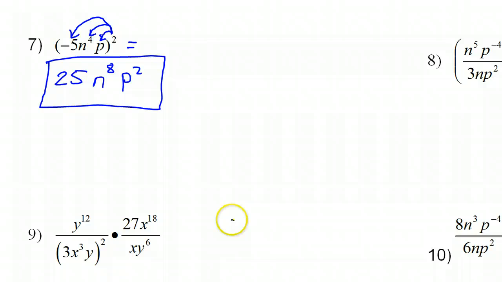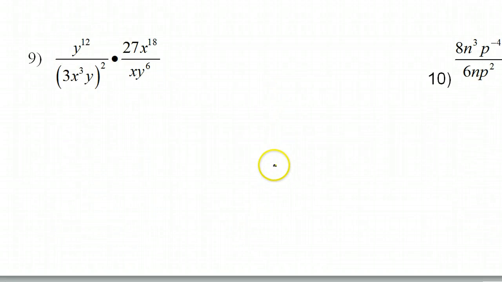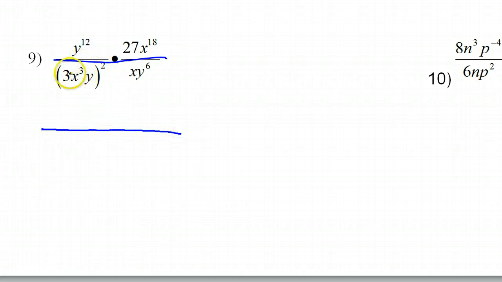Okay, let's go to number 9. All right, number 9. Again, when you have a fraction times a fraction, it's really just one big fraction. So I've got these parentheses here, so I would like to go ahead and deal with that first. So I've got 3 squared.